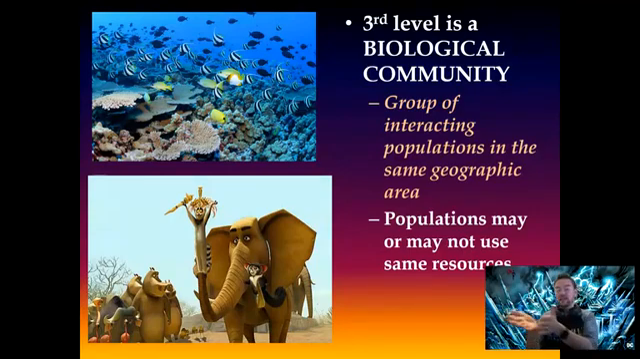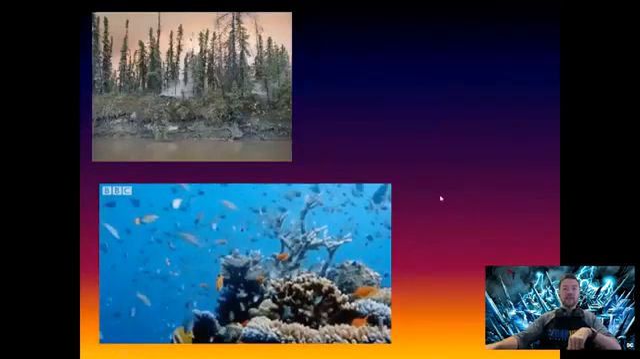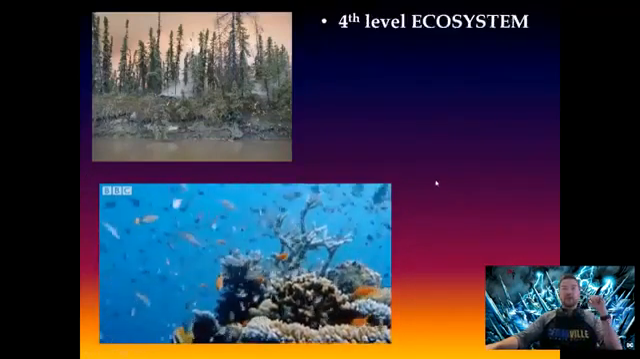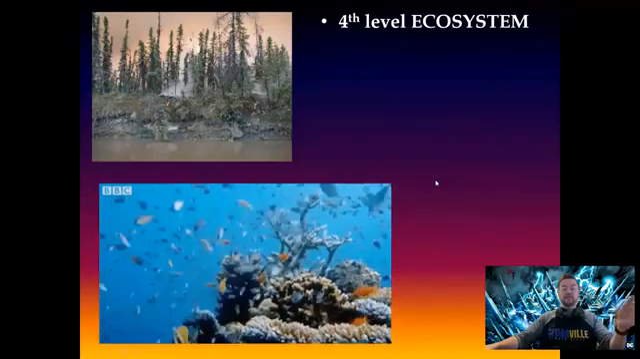So for example, a tree is going to compete for space, but it may not necessarily compete for something like the organisms that it needs to help it reproduce. So not all populations compete for the same resources. Next, you have the ecosystem. And the ecosystem is what I covered in one of my prior videos.